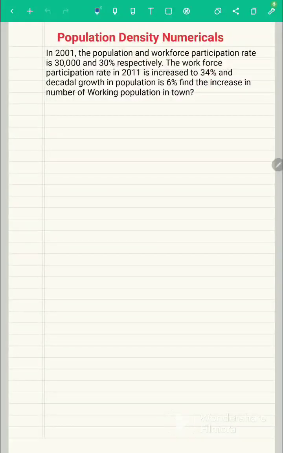Next question is, in 2001 the population and workforce participation rate is 30,000 and 30% respectively. The workforce participation rate in 2011 is increased to 34% and decadal growth in population is 6%. Then find the increase in the number of working population of the town. So let's solve this question. First let's see what is given.